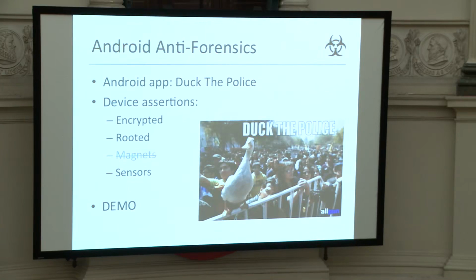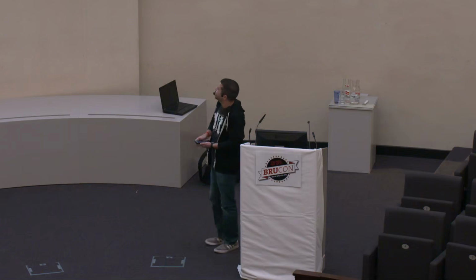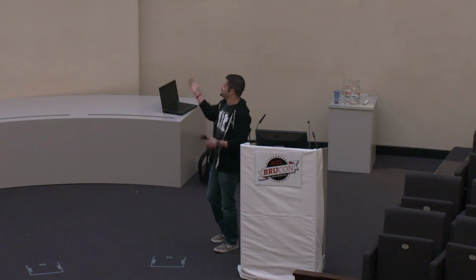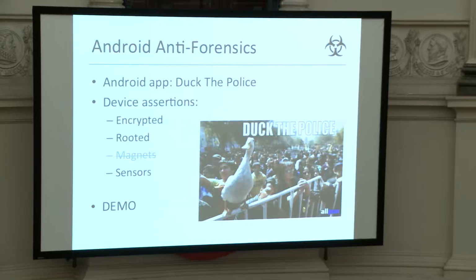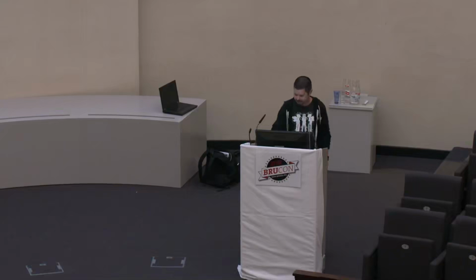So I made this app called Duck the Police, and all it really does is just turn off the device. But it uses the sensors that are available. So, asserting that my device is encrypted and rooted and I have access to sensors, I started with magnets in there, because I don't know how they work, and I don't ever do any Android development, so I also didn't know how Android works. So, magnets, how do they work?